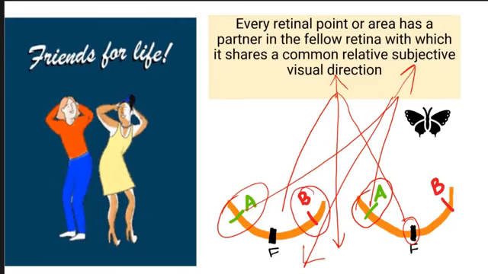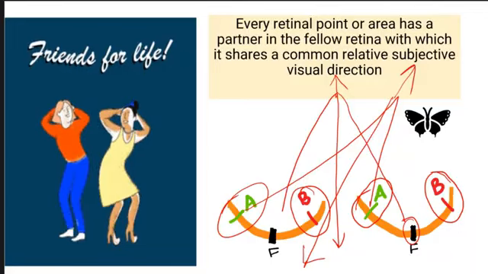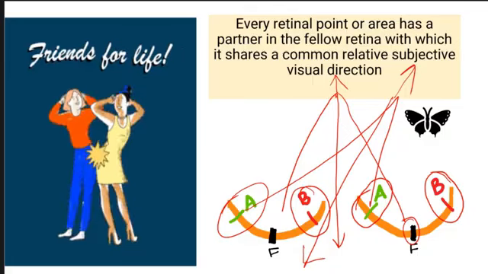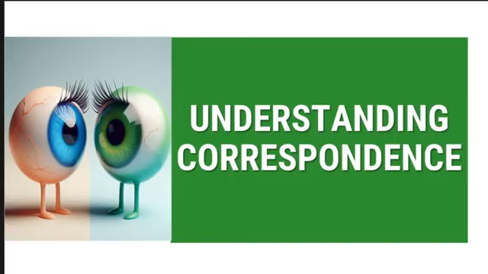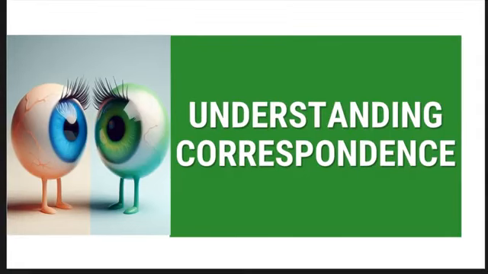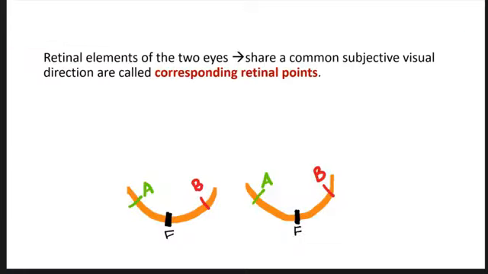Similarly, this point B is going to have one corresponding friend on the other eye as B, with which it is going to share this common relative subjective visual direction. So now I hope it is clear what is meant by visual direction and what is meant by the common subjective visual direction. So if that is clear, we can proceed to correspondence. So what is meant by correspondence?